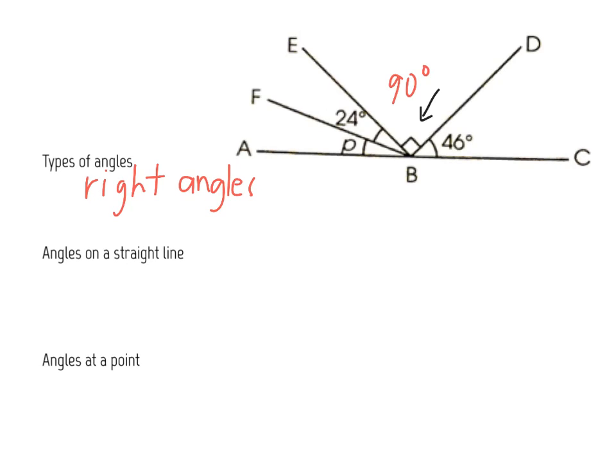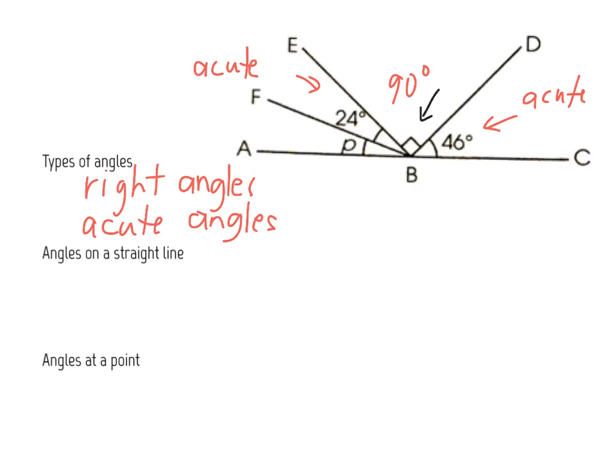You also have acute angles. You learned this in grade 4. And they are any angle that's less than 90 degrees. So as you can see from the picture, this one is acute. That one is acute. And obviously, since it's a straight line is actually 180 degrees. So angle P right here is also acute.